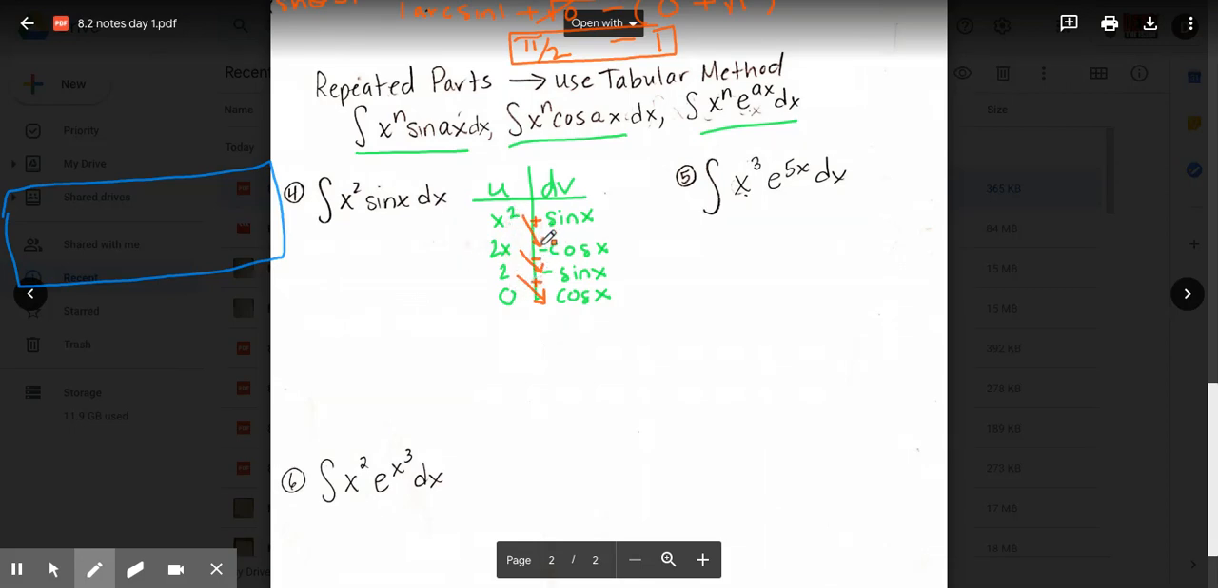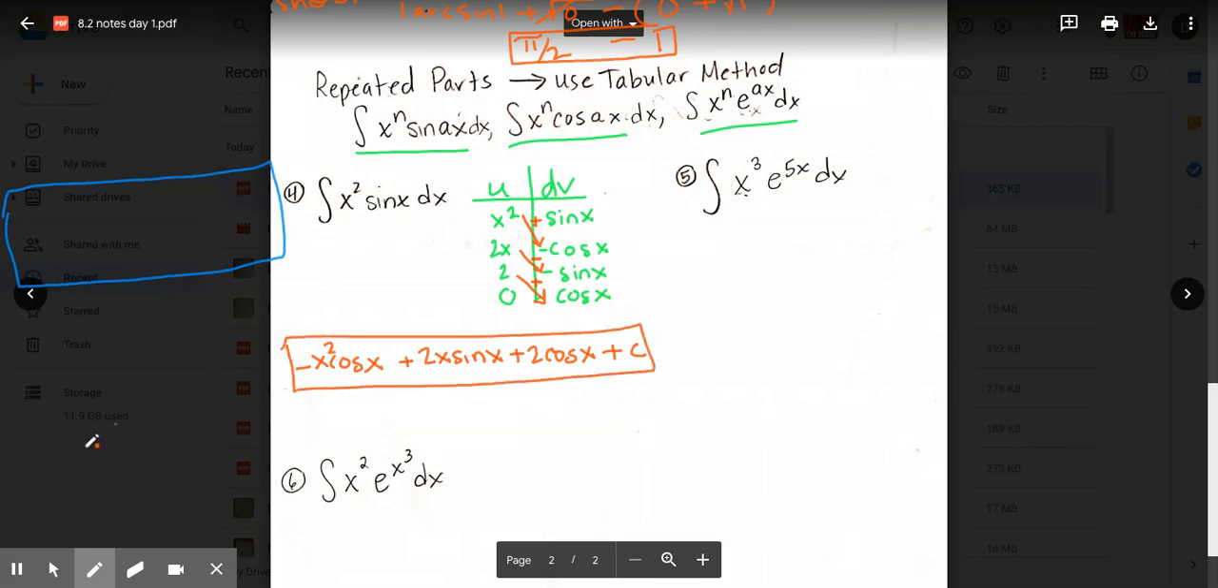So x squared times negative cosine x is negative x squared cosine x. That's your first part of your answer. And then we're doing 2x times negative sine x, but you have this extra negative, so it really makes it positive. So it'd be plus 2x sine x. And then the last part here, 2 times cosine x is 2 cosine x plus c. And there's your answer. It's that easy, okay?